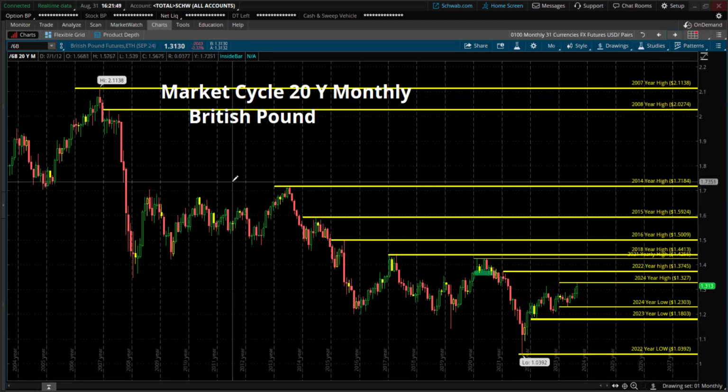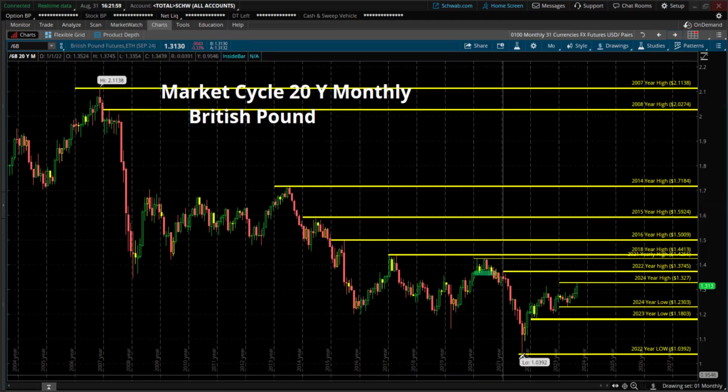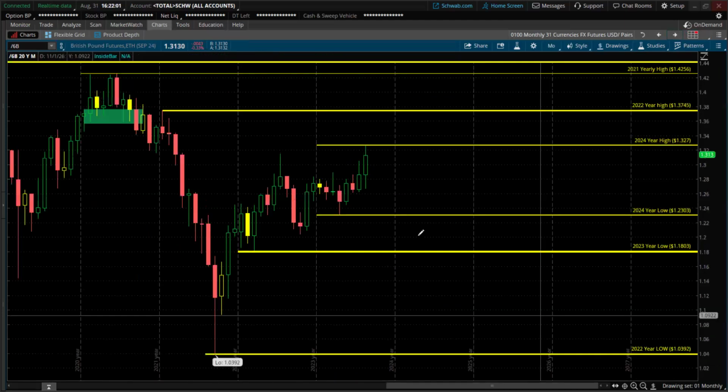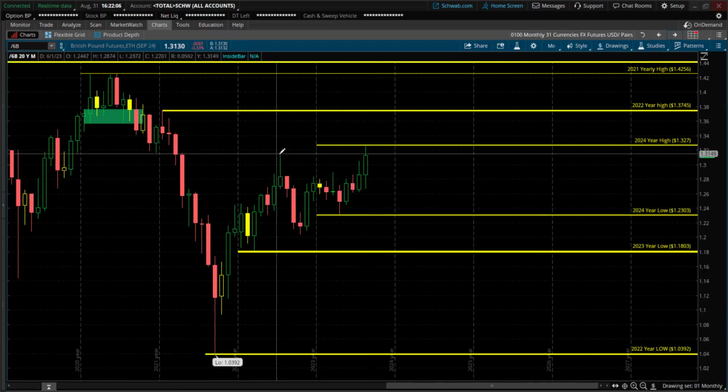And the British pound. So again, euro, Japanese yen, British pound are the three largest currencies in the US dollar index. Here's the high for the past 20 years. Here's the low. Pound made a new high for the year, and we took out the high of last year.